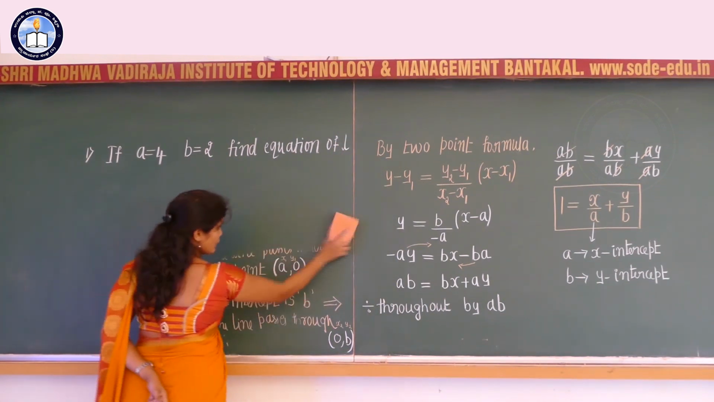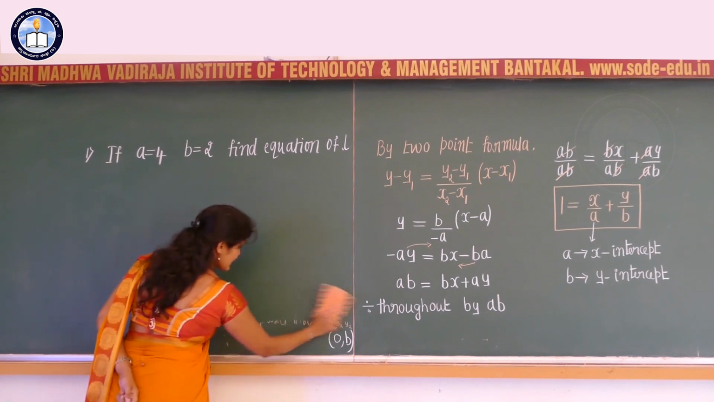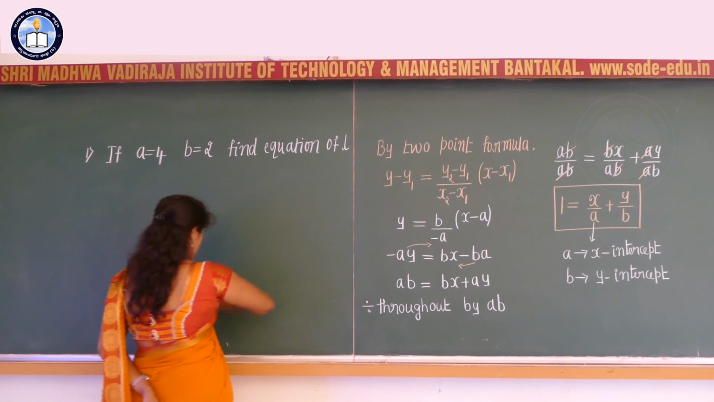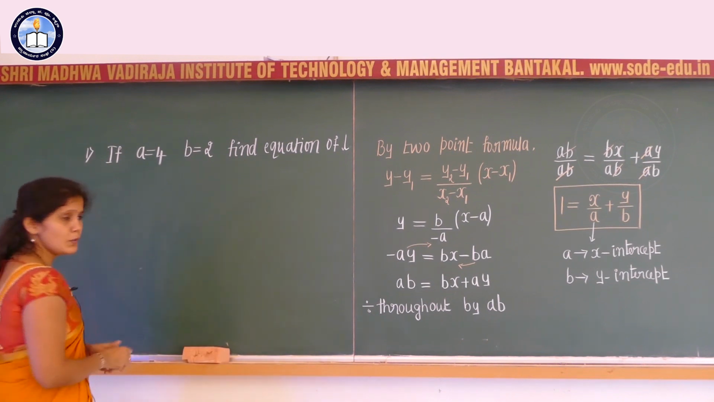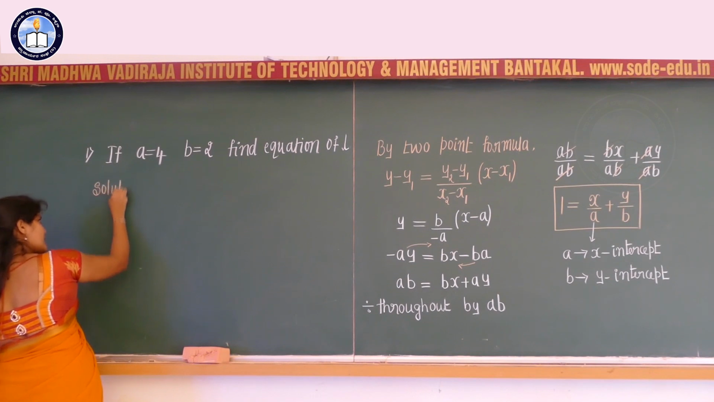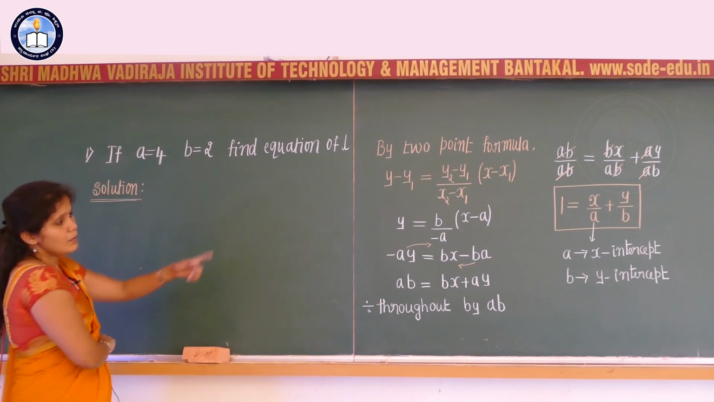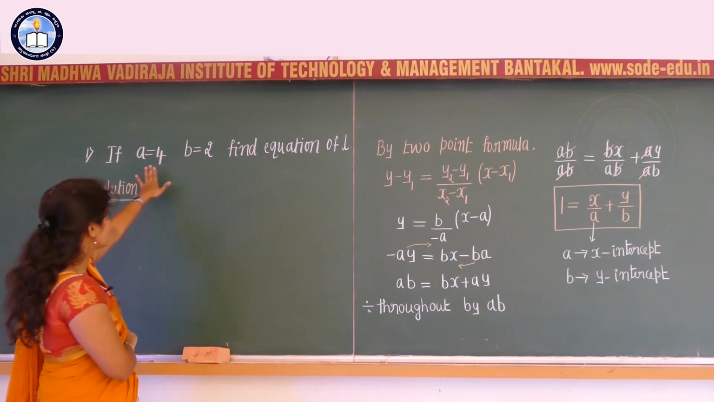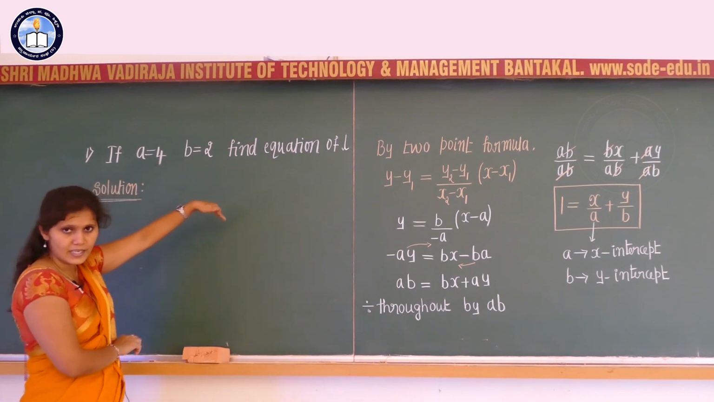A is equal to 4 and b is equal to 2 means the intercepts are given here. So if the intercepts are given, which formula should I consider? What is the required equation of the line? The required equation of the line is x divided by a plus y divided by b is equal to 1, because the values of a and b are given.